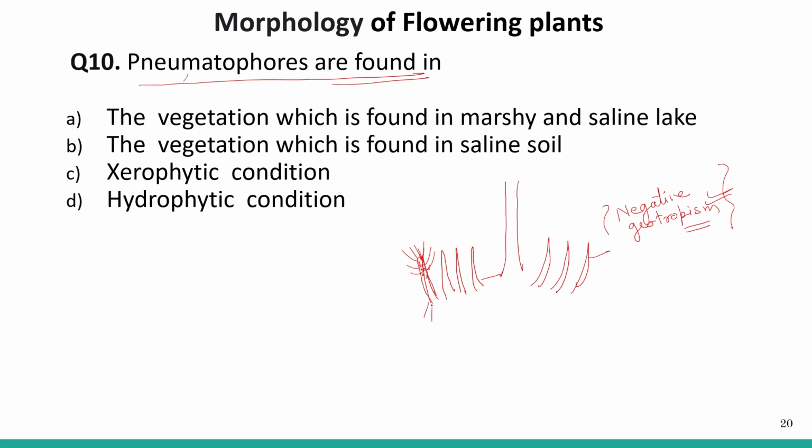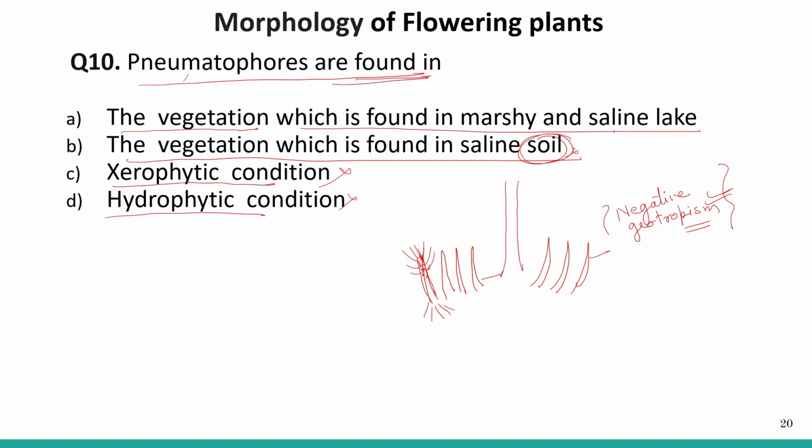Okay, they do not absorb water from the marshy or the saline lake because it has lots of salt in it, so that water they cannot take. So the distractors for these questions are: pneumatophores are found in the vegetation which is found in the marshy and saline lake, the vegetation found in the saline lake, xerotrophic condition, or the hydrophytic condition. So xerotrophic condition is incorrect. Hydrotrophic condition is also incorrect. The vegetation which is found in saline soil, it is written.